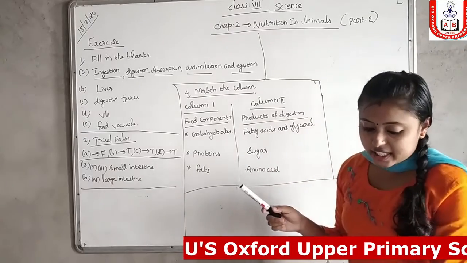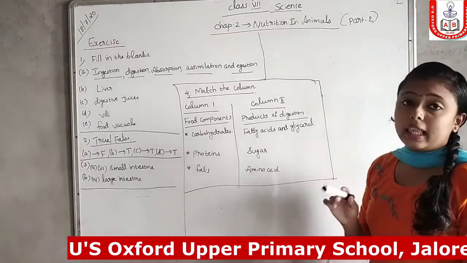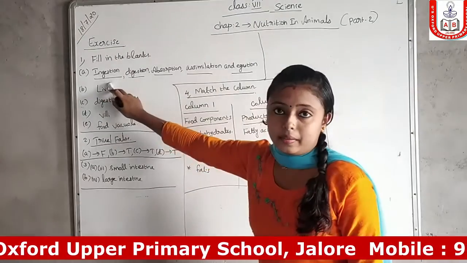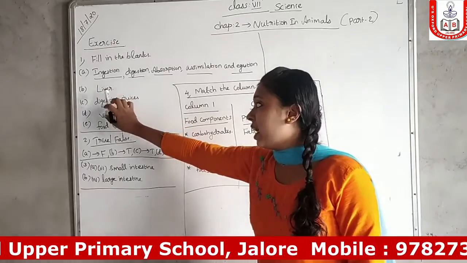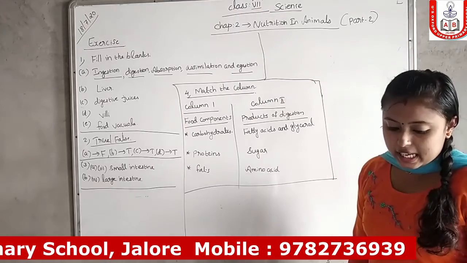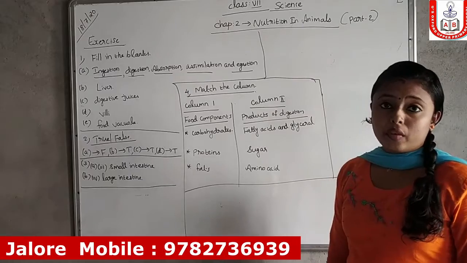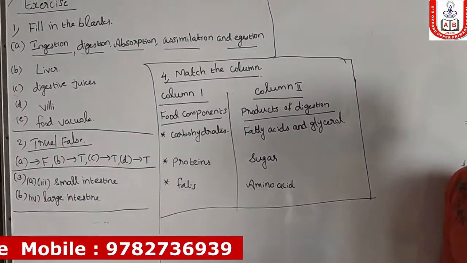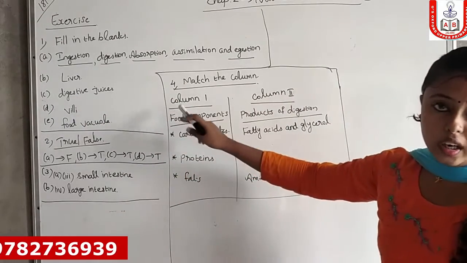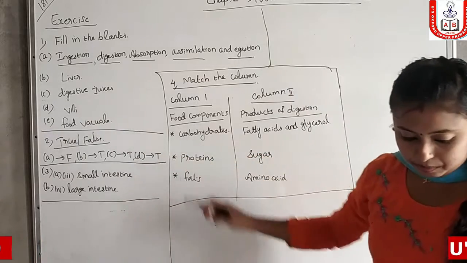B: The largest gland in the human body is dash. We studied this yesterday. The largest gland in the human body is the liver. C: The stomach releases hydrochloric acid and dash juices which act on food. Digestive juices are the answer.